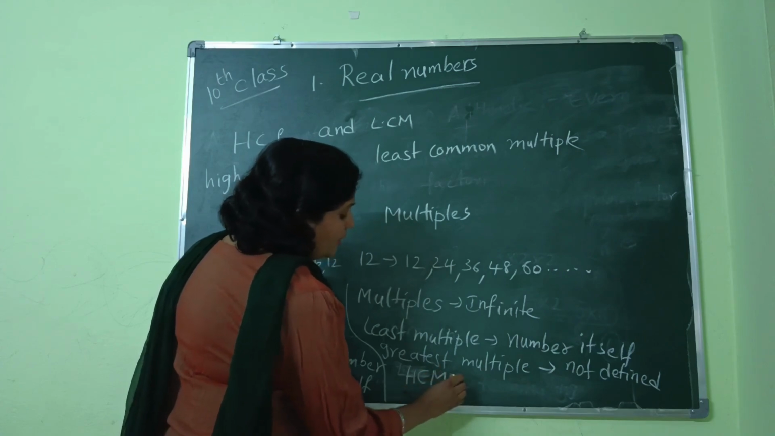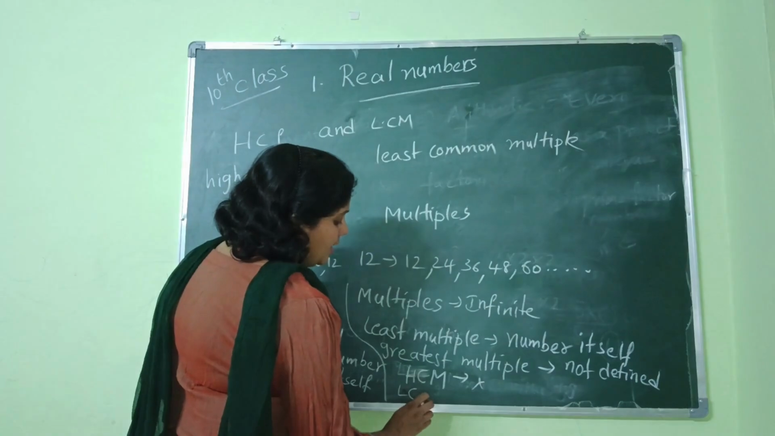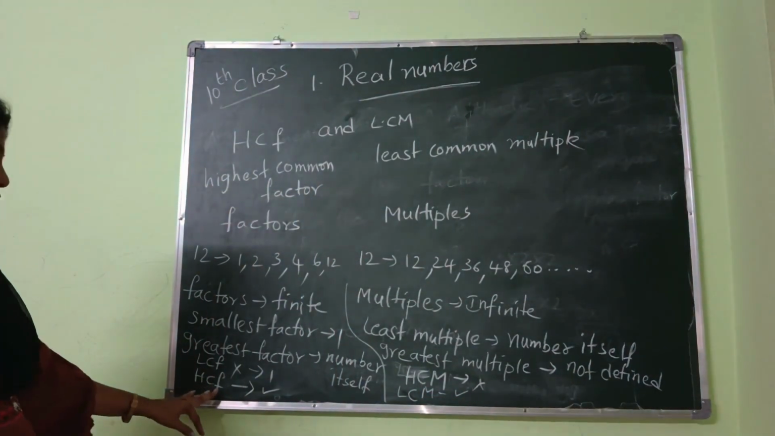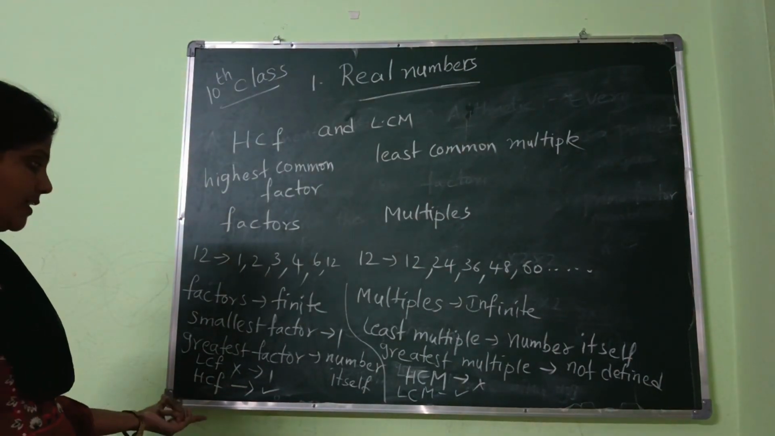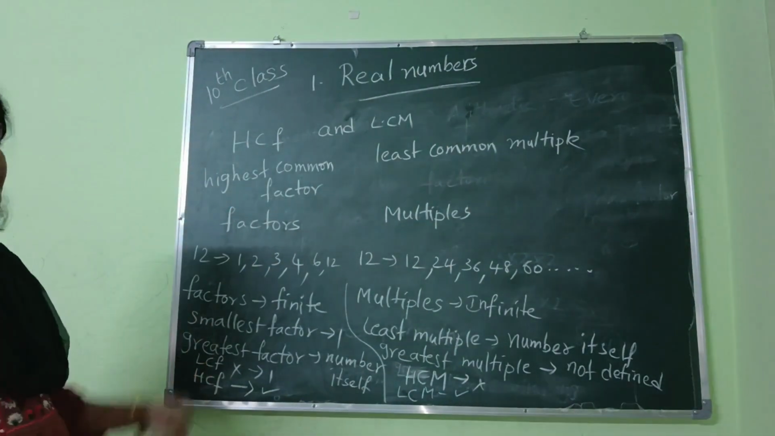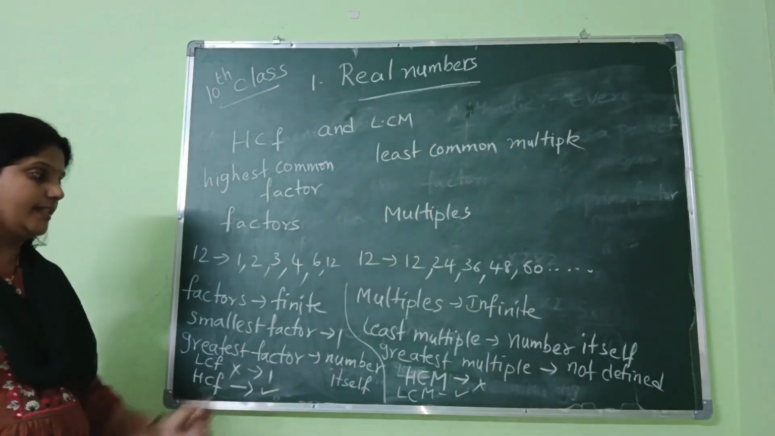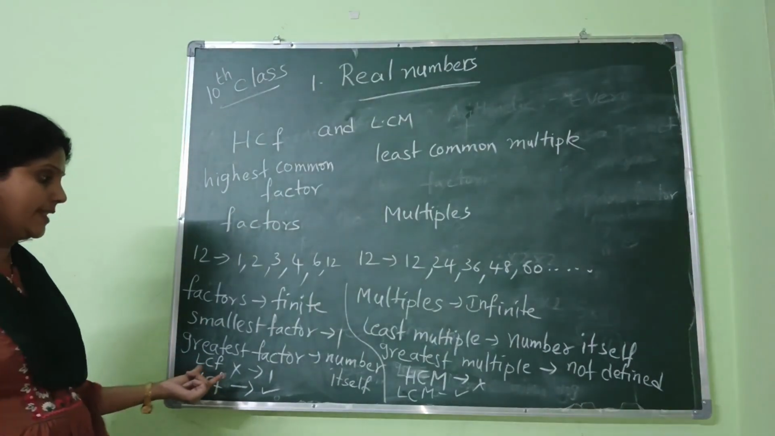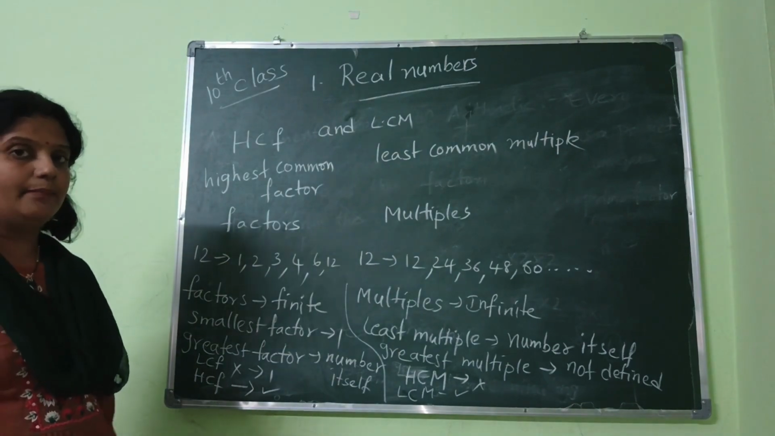HCM: why not? Because the highest common multiple is not defined, and we will discuss only the least common multiple. That's why only the highest common factor and the least common multiple will come. So this is the basic history of HCF and LCM. That's the reason why we call it HCF and LCM, not HCM and LCM. We are not discussing LCF and HCM; we are discussing only HCF and LCM. Understood?